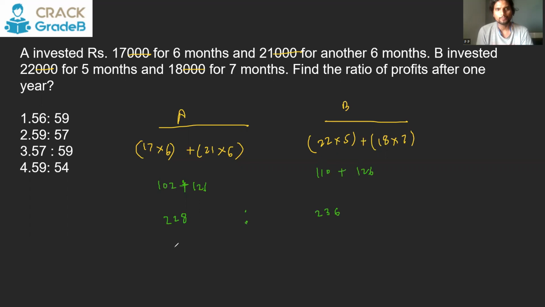So if we divide by 4, 5 fours are 20, 7 fours are 28, 5 fours are 20, 9 fours are 36. So 57:59 is the ratio in which they are going to divide their profit. Let's see one more.